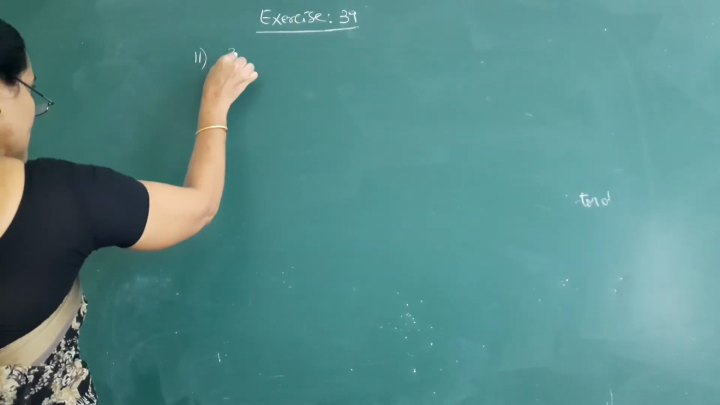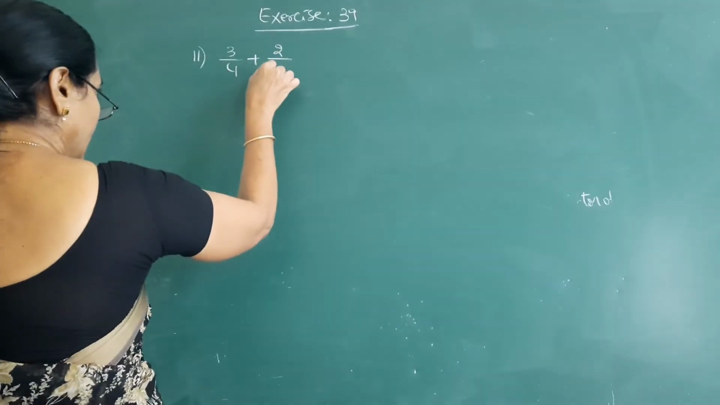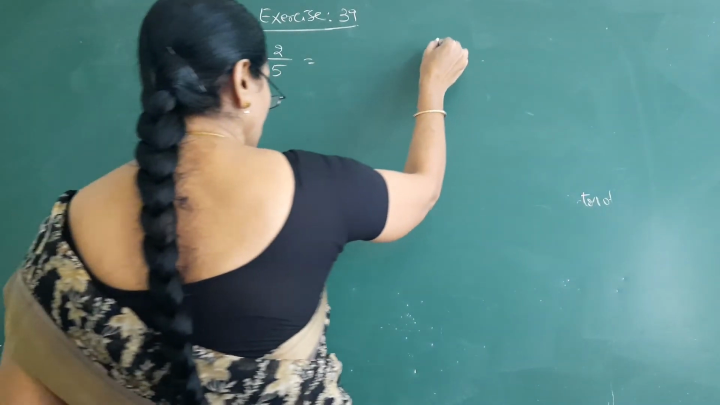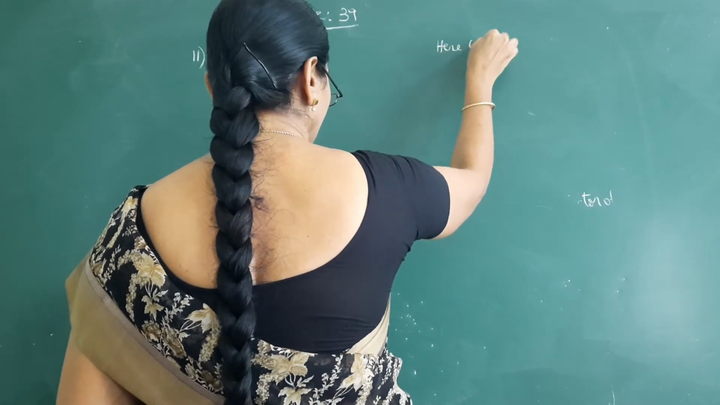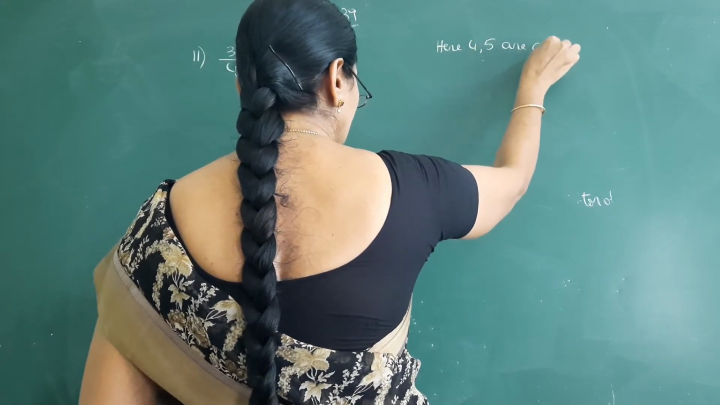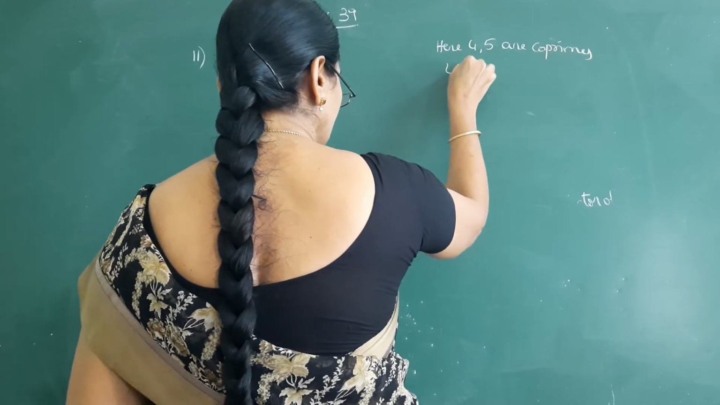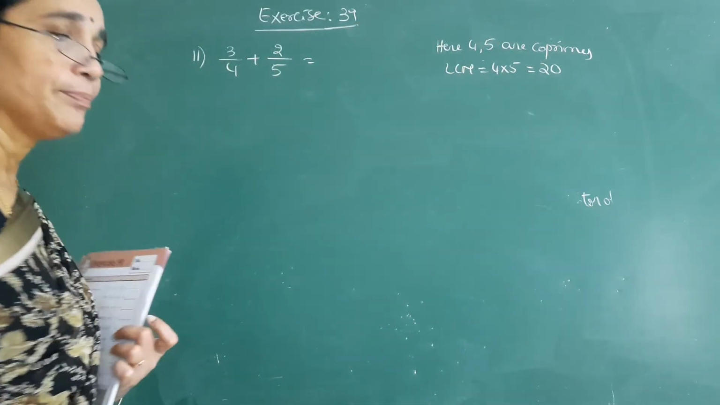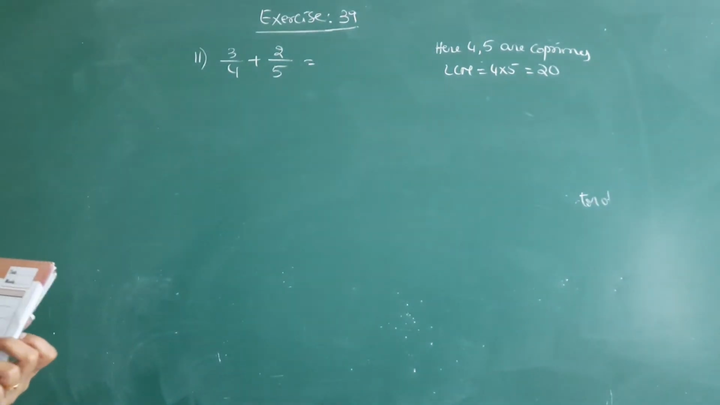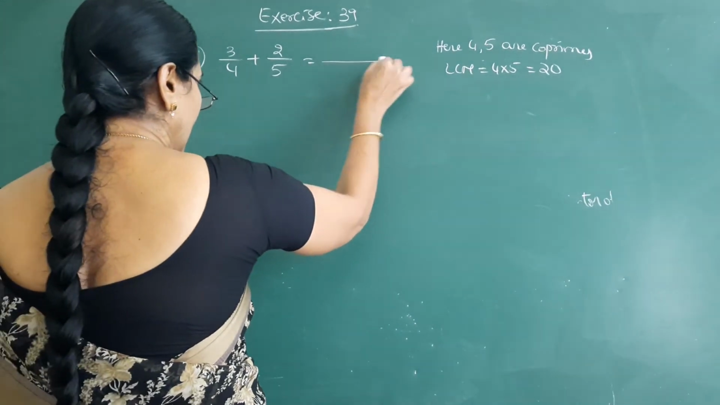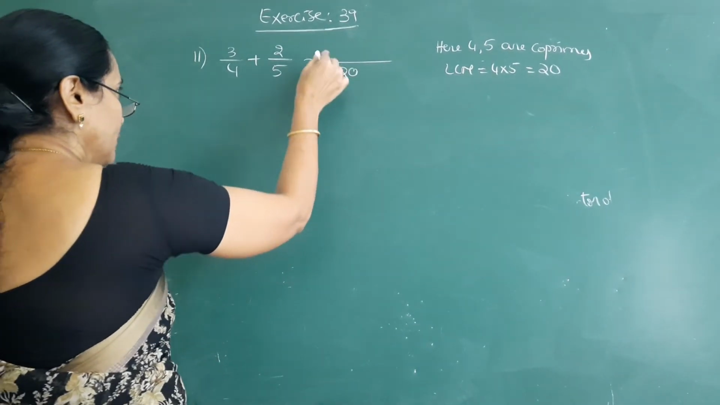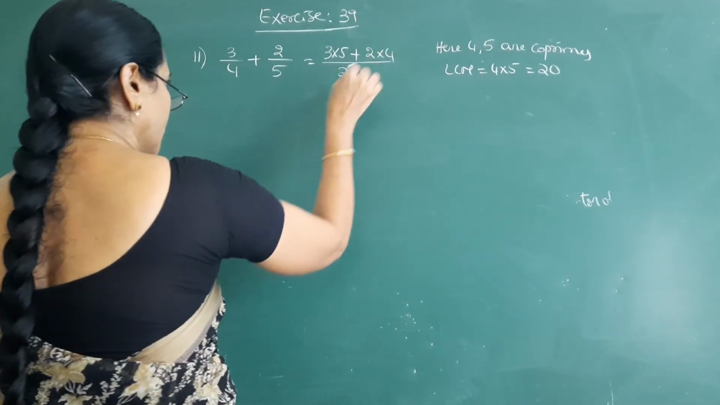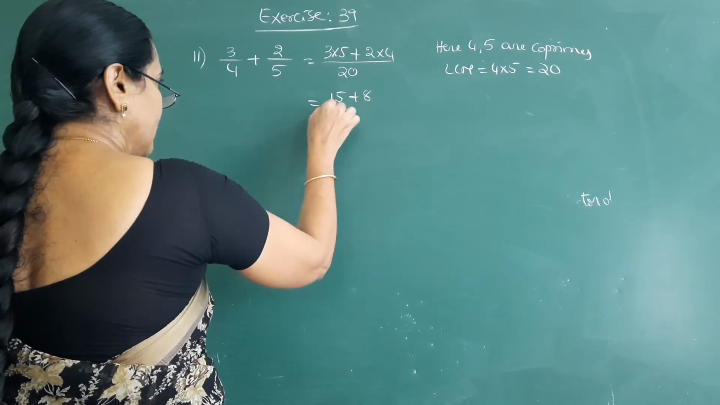3 by 4 plus 2 by 5. Okay, now here 4 and 5 are consecutive numbers, those are co-primes. The LCM of co-primes is their product. LCM is equal to 4 into 5, that is 20. If any pair of consecutive numbers are co-primes, the LCM is their product. Write down 20. 4 will go in 5 times, 3 into 5, plus 5 will go in 4 times, 2 into 4.